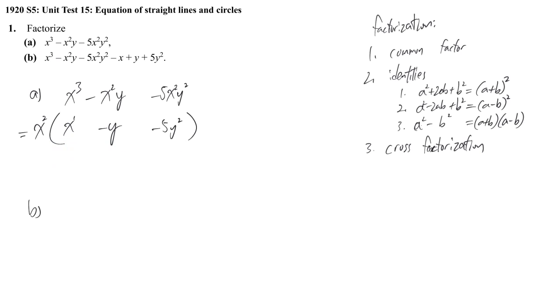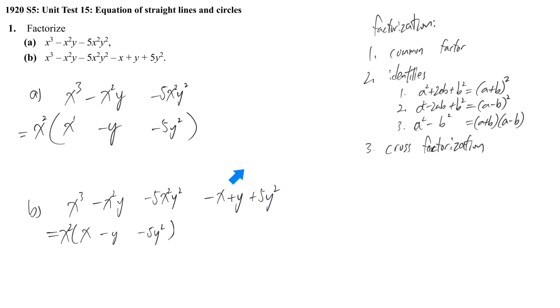And part B, the first three terms are exactly the same as our question in part A. So you just replace it by our answer in part A, x squared times (x minus y) minus 5y squared. The problem is the second group, that means the last three. We have positive x, but this is negative x. We have negative y here, but this is positive y. We have negative 5y squared, but this is positive 5y squared. So, in order to create a similar thing, we should extract negative 1.